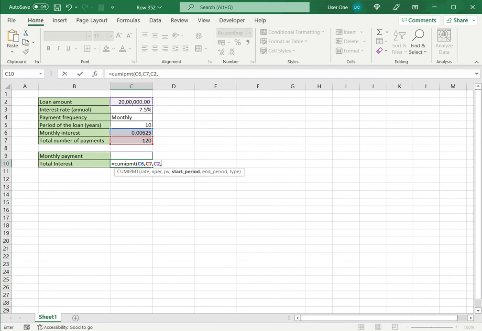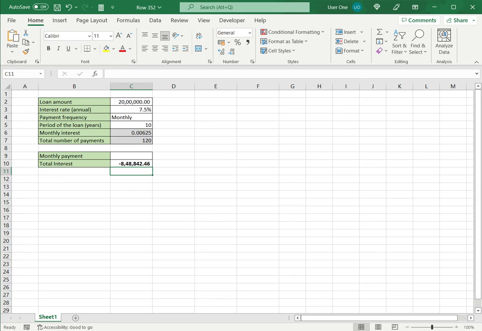Now the start period, so that would be the first period because I want to compute for the entire loan period of the loan, and the end period of course would be 120 because this would be the last payment. And for type, I'm going to say 0 because I'm paying at the end of the period, and press enter.